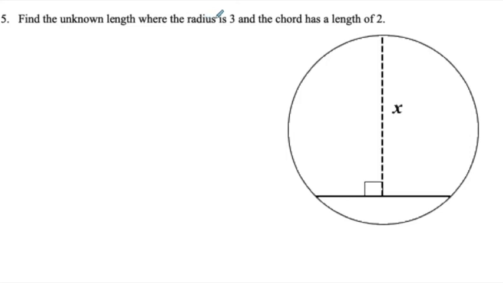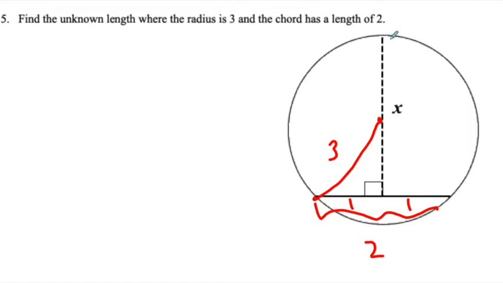Find unknown length where the radius is 3 and the chord has a length of 2. Similar situation. We know that the radius, that is if we were to connect the center, which has got to be here somewhere, right? And that would be 3. We know this chord is 2, which means each piece is 1, because it is indeed perpendicular here.